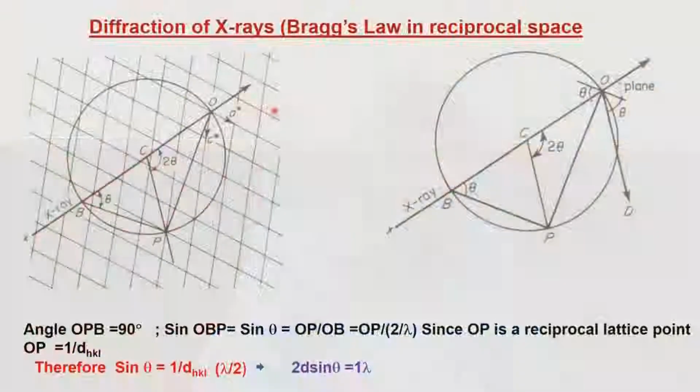So what we have to therefore consider is those reflections which come in a sphere of radius double this one. That means those which come in a sphere of radius 2 divided by lambda, because the radius of the Ewald sphere is 1 by lambda. So this will be 2 divided by lambda, and this 2 divided by lambda will be the what we call, excuse me.